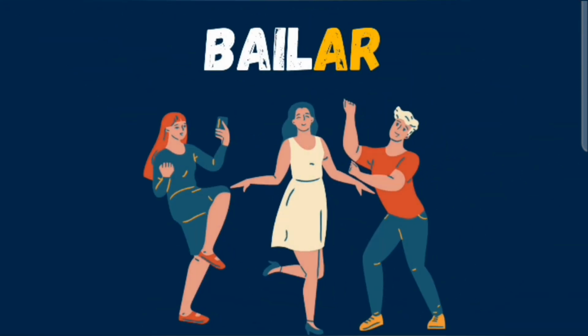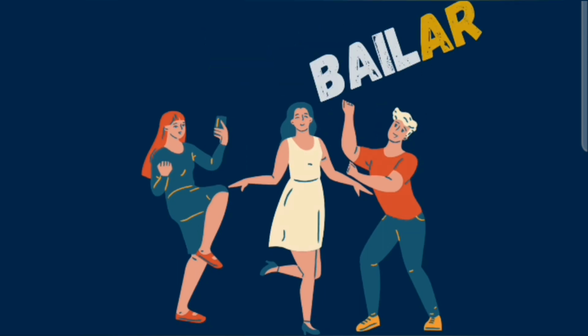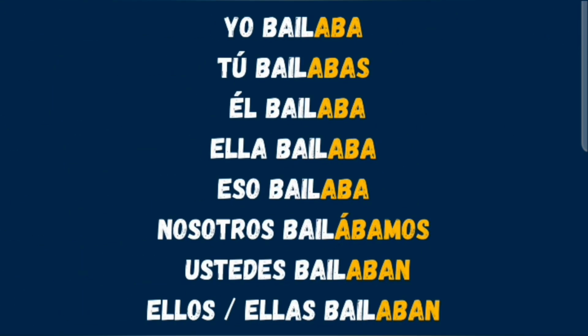The next verb is to dance. To dance in Spanish means bailar. Let's see how you have to conjugate this verb in the imperfect past.